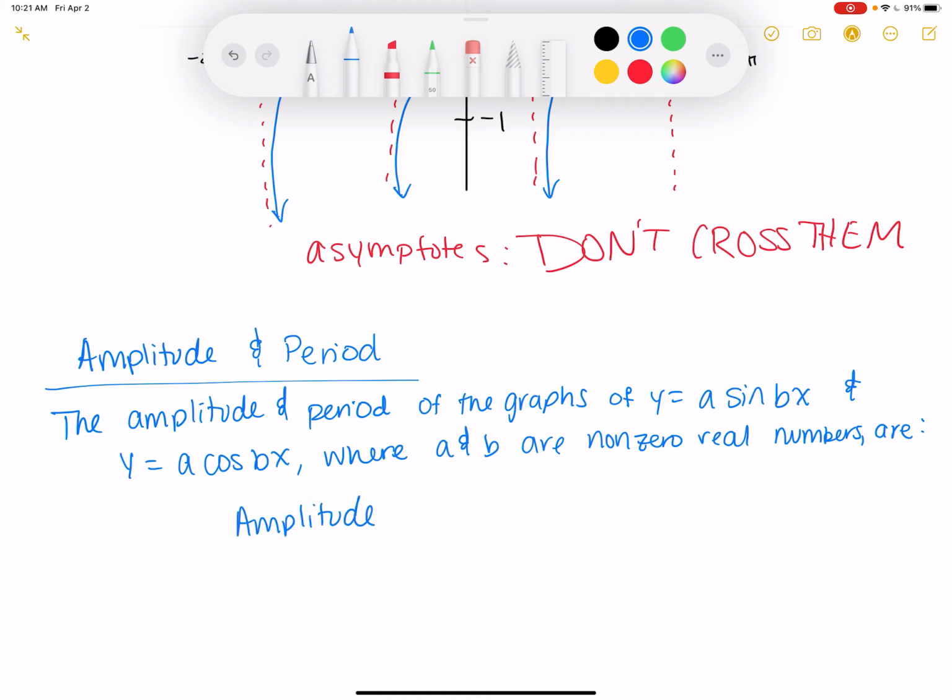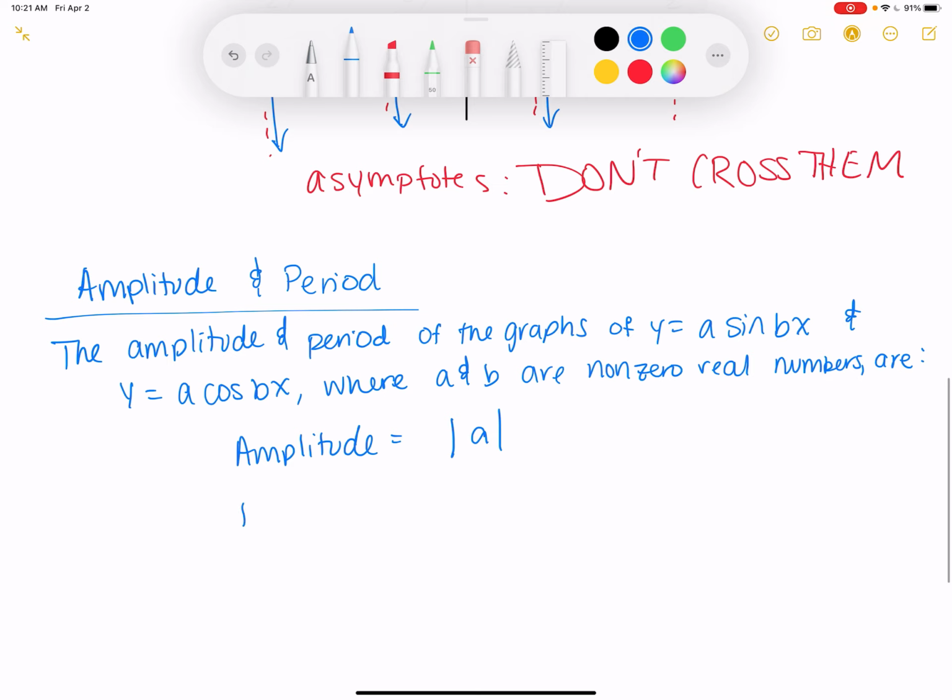The amplitude is equal to the absolute value of a. The period is equal to 2 pi over the absolute value of b.